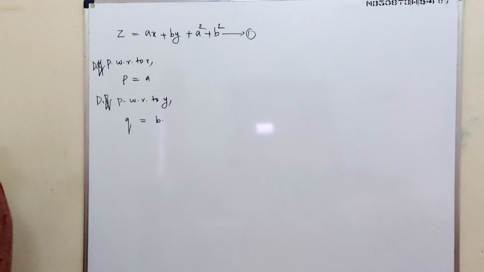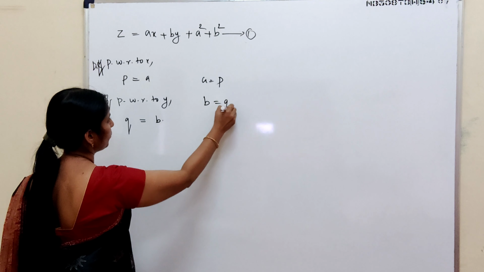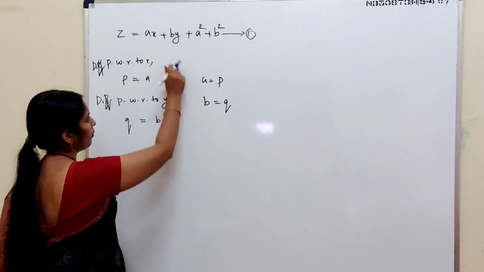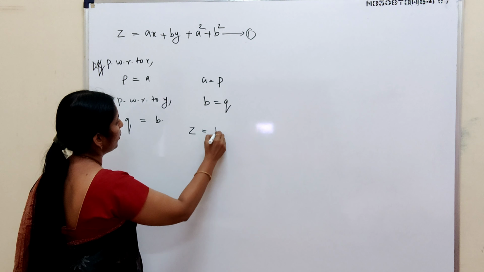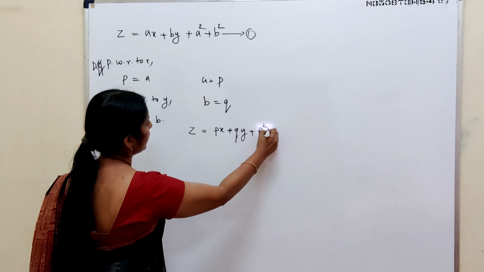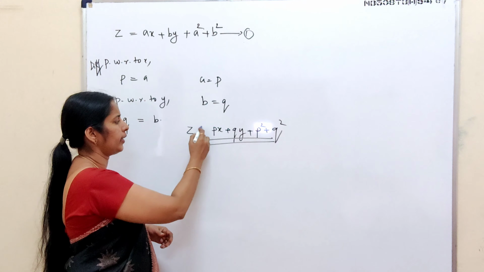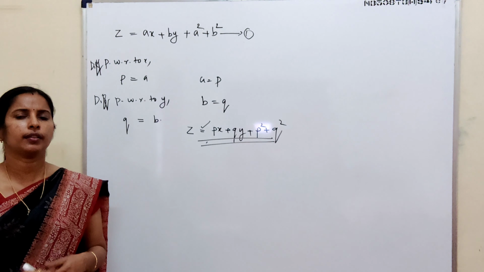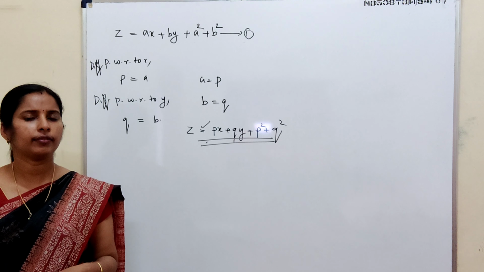So now what is a? A is p and b is q. You put the values of a and b in equation number 1. Then we have z equal to px plus qy plus p square plus q square. See here, z is an equation containing the partial derivatives p and q. So it is the required partial differential equation.